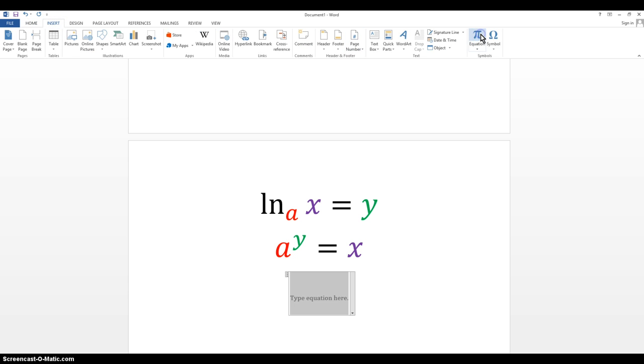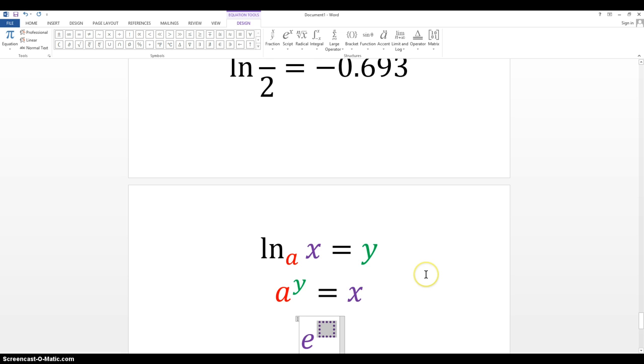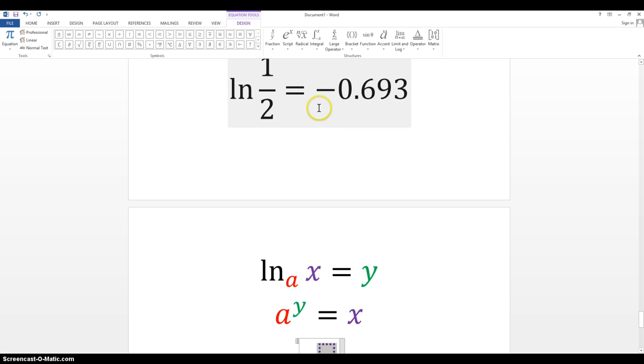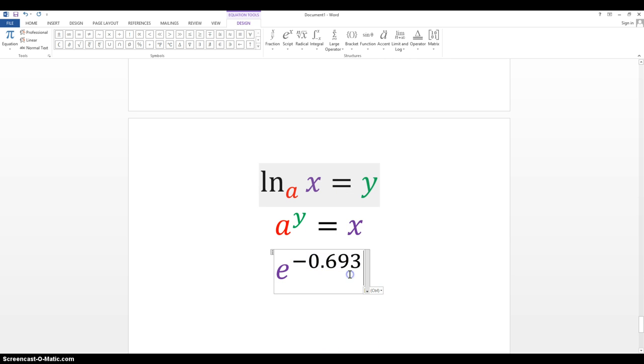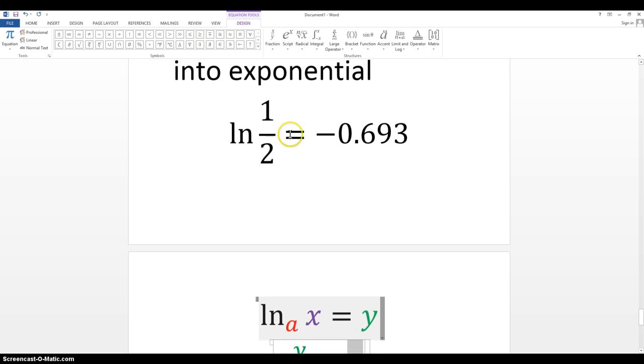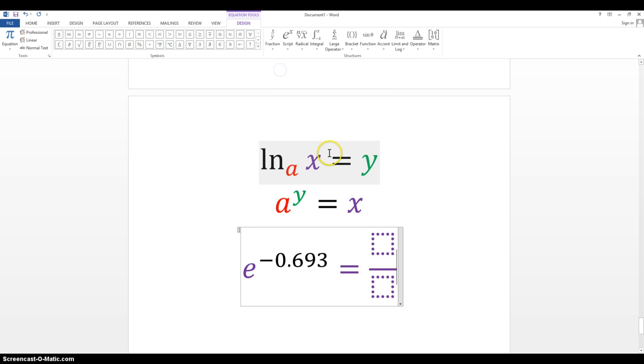So therefore we have a, which is our base, and we know that the base of all natural logs is e. Excellent. So we have e to the y. Well, in this case, what does our y match up to? Right, negative 0.693. So that's exactly what I'm going to use as my exponent. And then we have equals x. Well, what is the x in this case? 1/2, exactly. So equals 1/2.